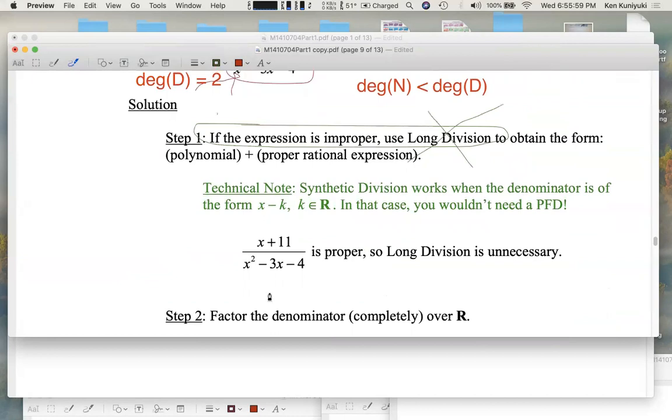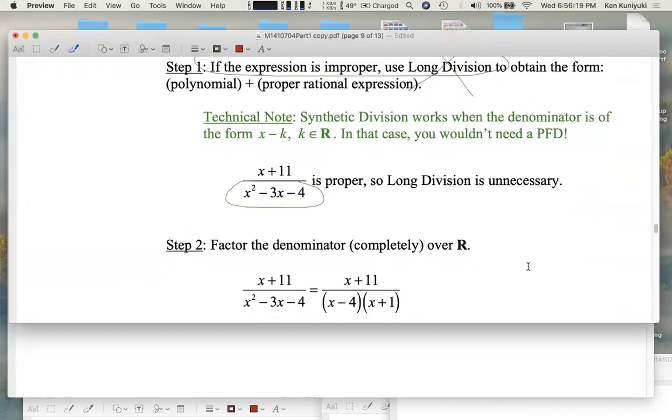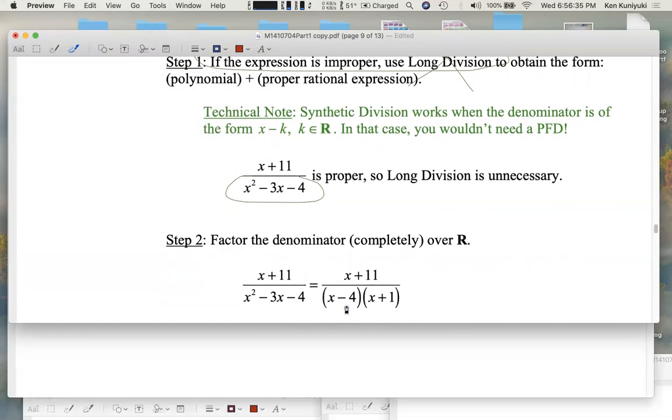Step 2, factor the denominator. So your chapter 2 skills could come in handy here. You might have to remember factoring by grouping. Maybe you will need to remember the rational zero test, synthetic division. That could come up. Factor the denominator over the reals. This one does factor old school pretty nicely. When you factor x squared minus 3x minus 4, you get the factor x minus 4 times the factor x plus 1. And the order doesn't matter. It's okay if you switch these.